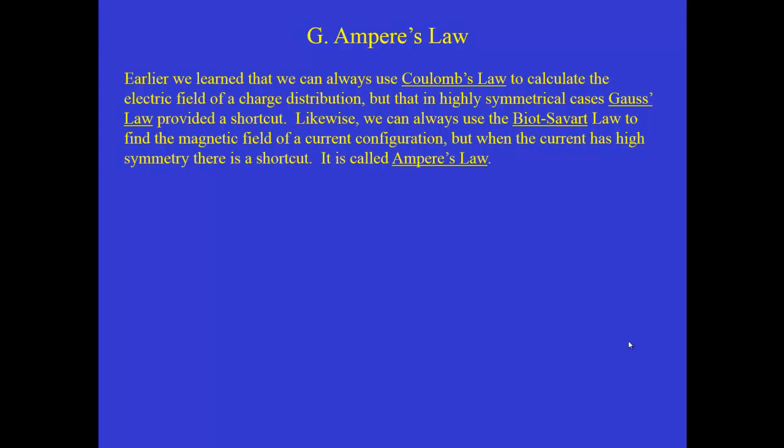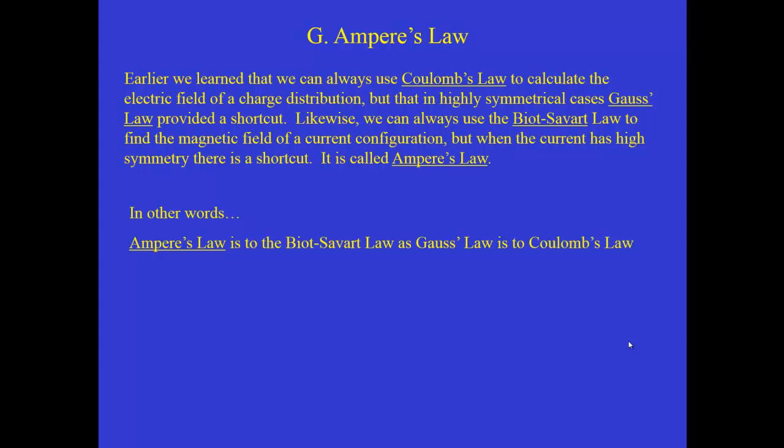Likewise, when we want to calculate magnetic fields, we can always use the Biot-Savart law to find the magnetic field of any current configuration, as long as we're willing to do calculus or turn that into a numerical calculation. But when the current loops or the current shapes have high symmetry, there's a shortcut. And that shortcut is called Ampere's Law.